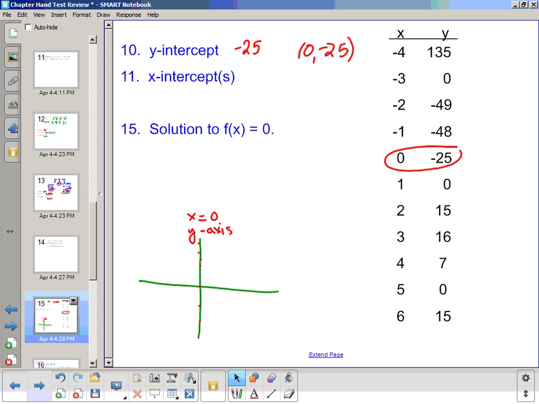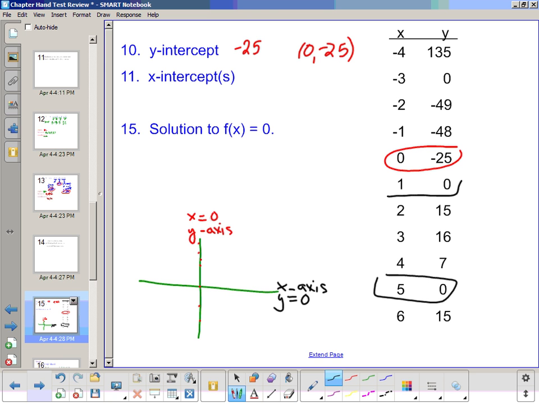And for number 11, for the x-intercepts, you know that any point on the x-axis, we have to have y equal to 0. So if we look at these values, we've got 3 places for which y equals 0. So the x-intercepts would be negative 3, 1, and 5.